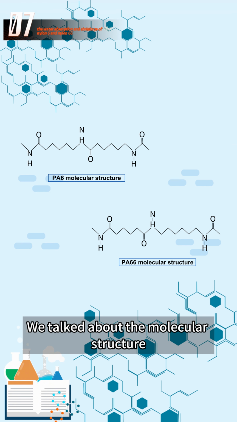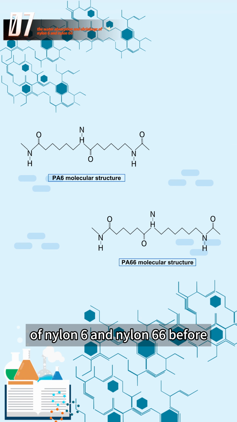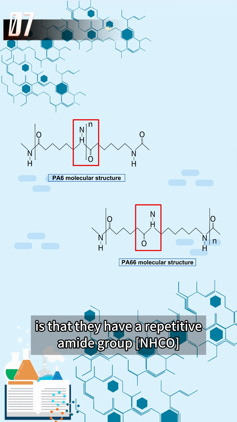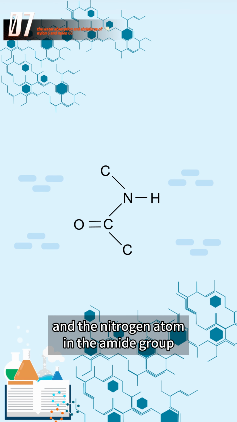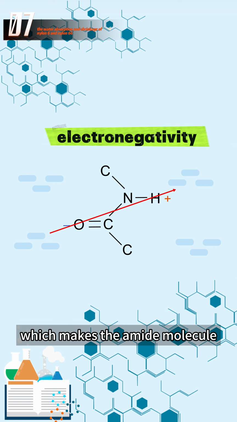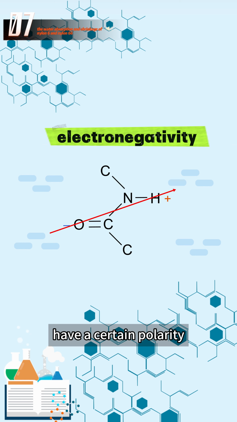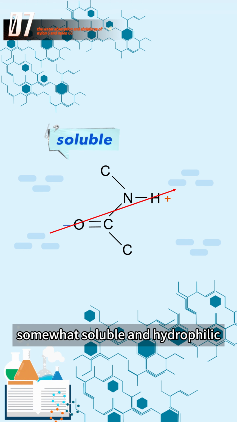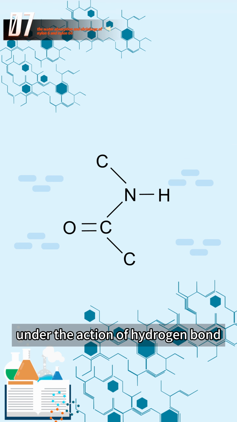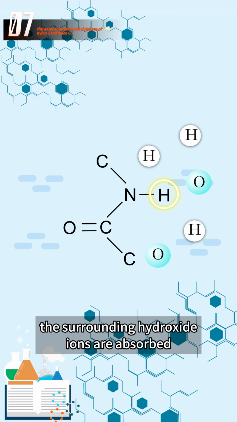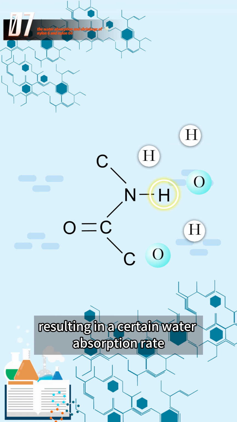We talked about the molecular structure of nylon 6 and nylon 6/6 before. One of their most important characteristics is that they have a repetitive amide group, NHCO, and the nitrogen atom in the amide group has a certain electronegativity, which makes the amide molecule have a certain polarity. This polarity makes the amide molecule somewhat soluble and hydrophilic. Under the action of hydrogen bonds, the surrounding hydroxide ions are absorbed, resulting in a certain water absorption rate.